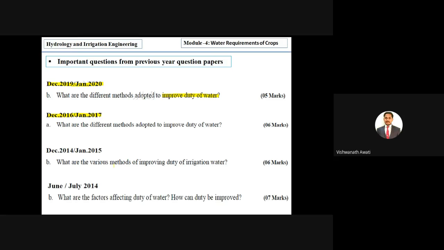Next, in 2017 and 15, what are the various methods of improving duty of irrigation? Same question, correct? Almost the same question, but a different way of asking the same question. Next, in June July 2014, what are the factors affecting duty of water, and how can duty be improved? Both questions they ask for 7 marks.